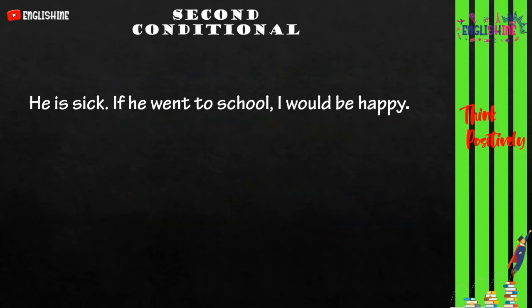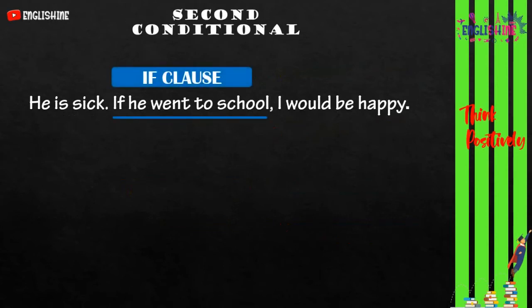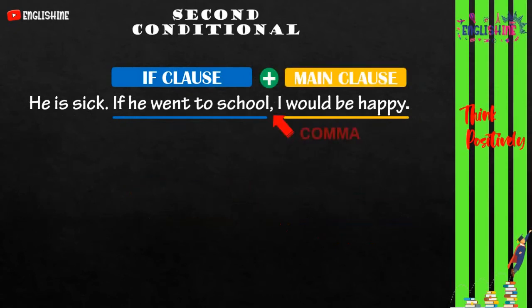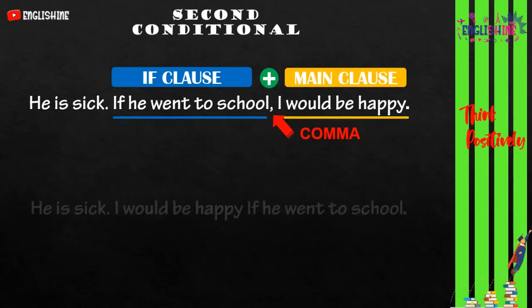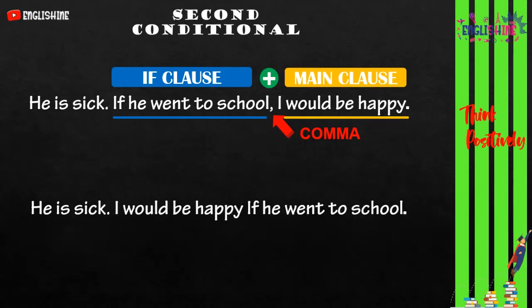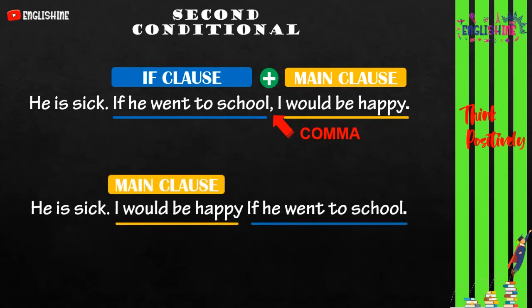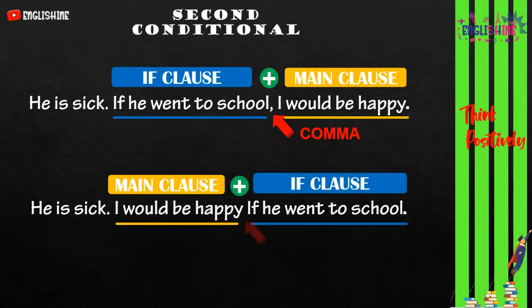He is sick. If he went to school, I would be happy. If he went to school is the if clause. I would be happy is the main clause, using a comma after the word school. This becomes: he is sick. I would be happy if he went to school. I would be happy is the main clause. If he went to school is the if clause. That sentence uses no comma.